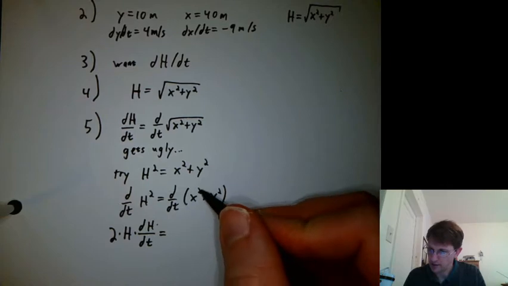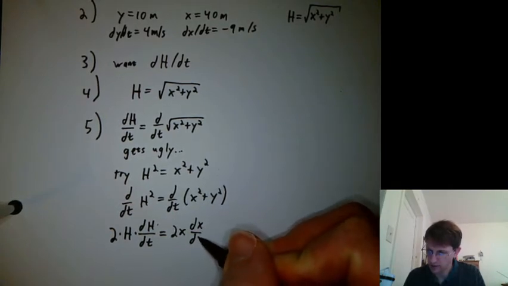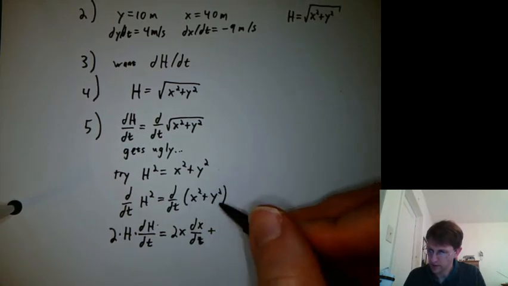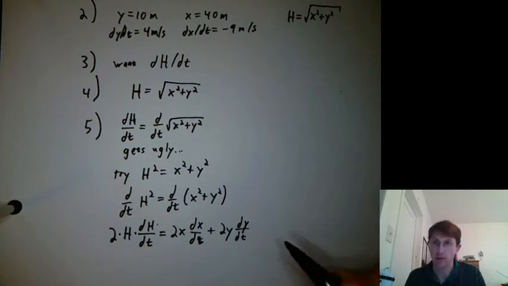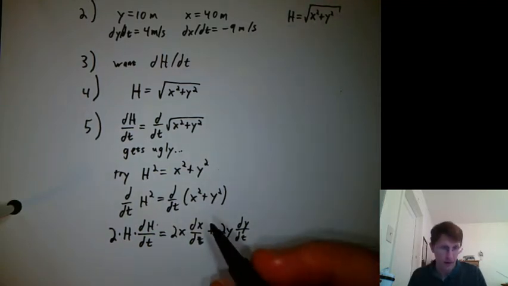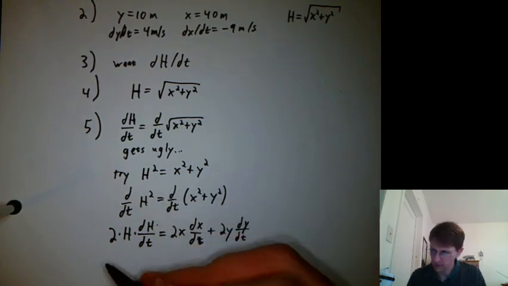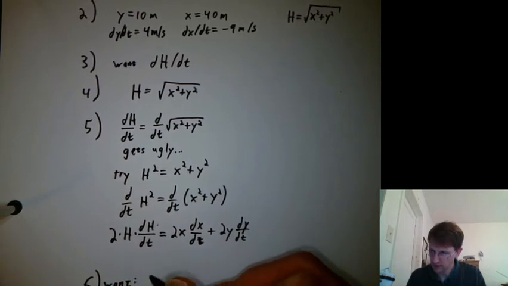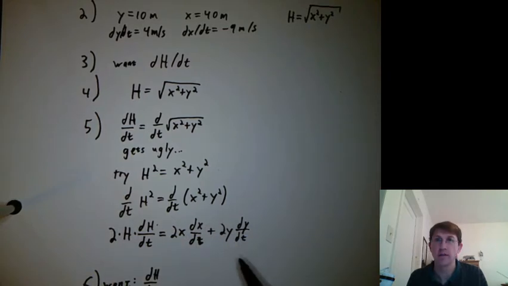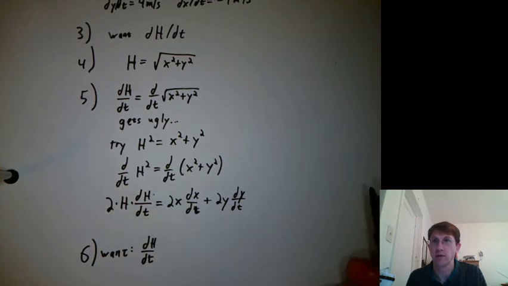And then what's d/dt of x squared? Same logic, it's 2x dx/dt. And the same logic for y, 2y dy/dt. And now, step 6, solve the results of step 5 for what we want. Let's just remind ourselves, we want dh/dt. So what can we do with this to get dh/dt all by itself? Divide both sides by 2h.